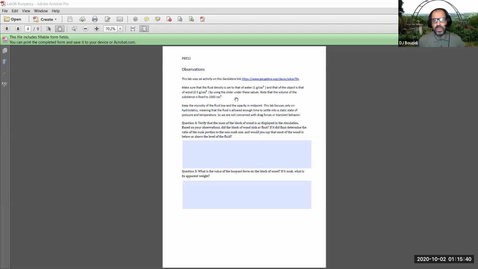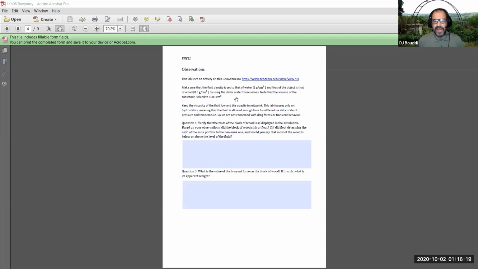This lab focuses only on hydrostatics, meaning that the fluid is allowed enough time to settle. If you have a drag force, we'll have to wait for that to vanish, because the object is still in motion when you have drag force. The drag force is proportional to the square of the velocity. So if the velocity is not zero, there is a drag force, so there is dynamics there. We don't care for that. We wait for the velocity to become zero. That means we have reached the hydrostatics level. At that point, we don't care about anything else. So we are not concerned with drag forces or transient behavior.